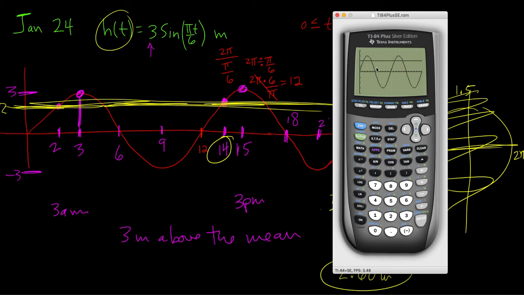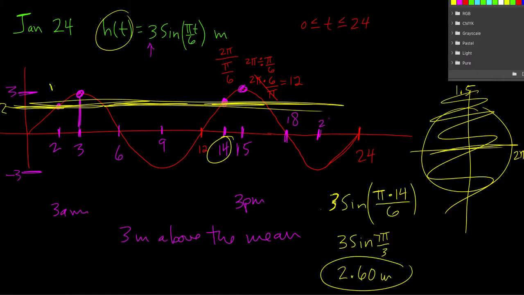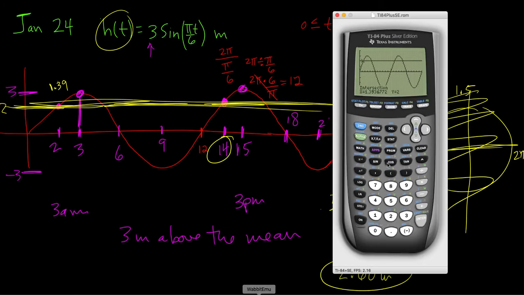So we want to see all these places that it crosses. So second, calc, intersect. Since there's only 2 curves, I just hit enter, enter. And now I'm going to find that first place that it intersects. So I just move over and then click. And so it's 1.39.